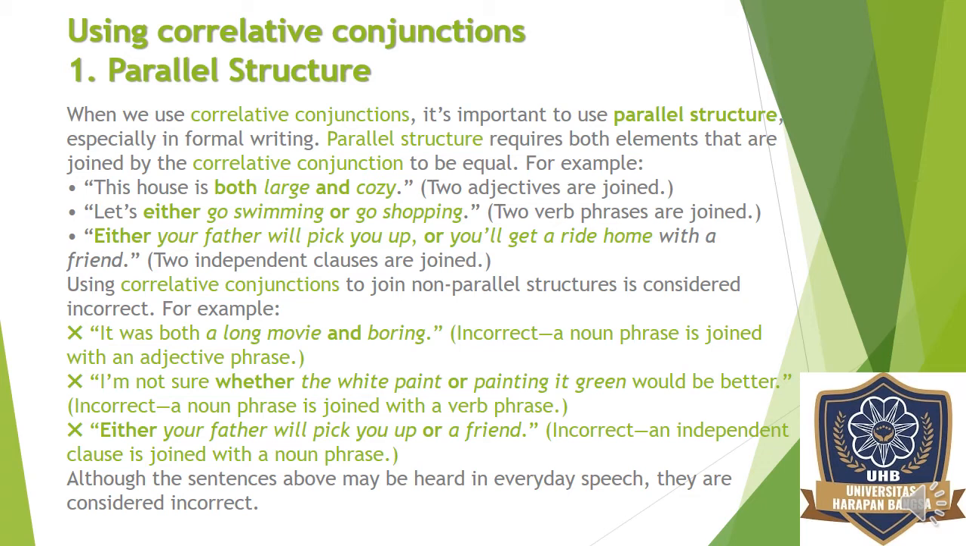Number 2, I'm not sure whether the white paint or painting it green would be better. This is incorrect because a noun phrase is joined with a verb phrase. Number 3, either your father will pick you up or a friend. This is incorrect because an independent clause is joined with a noun phrase. Although the sentences above may be heard in everyday speech, they are considered incorrect.